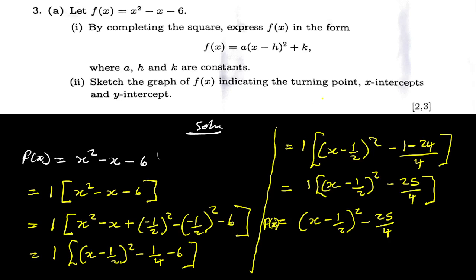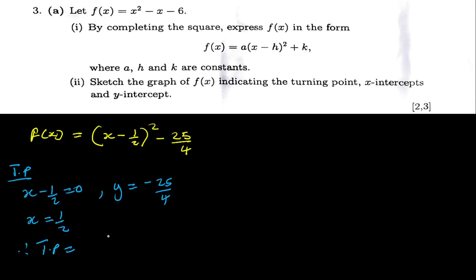And then for the y, I'll just pick that guy, which is -25/4. Therefore, the TP is simply equal to (1/2, -25/4). So that's my turning point.